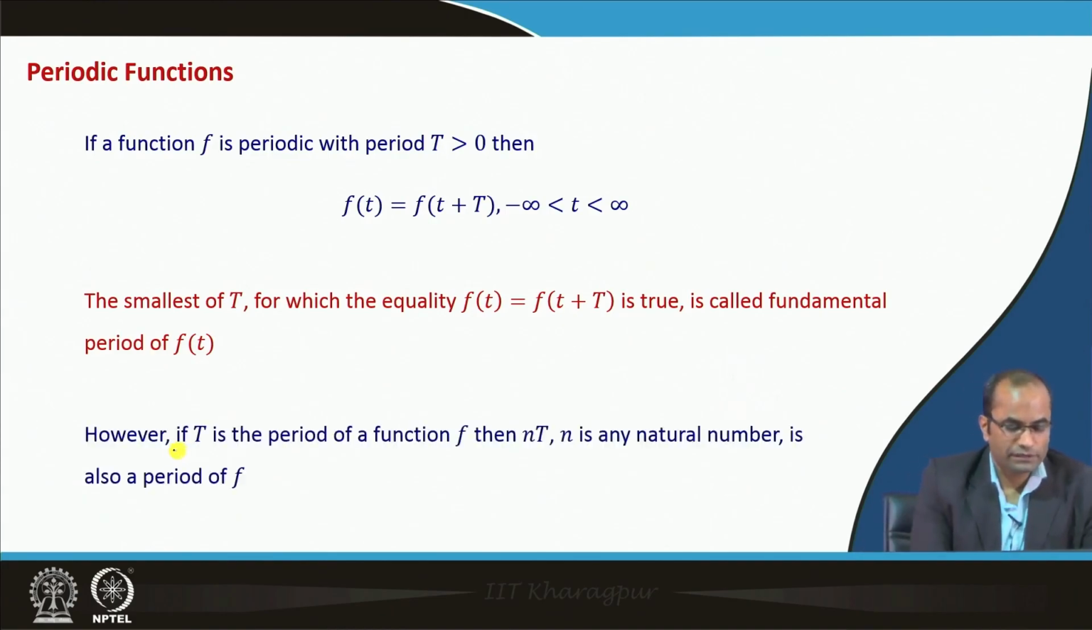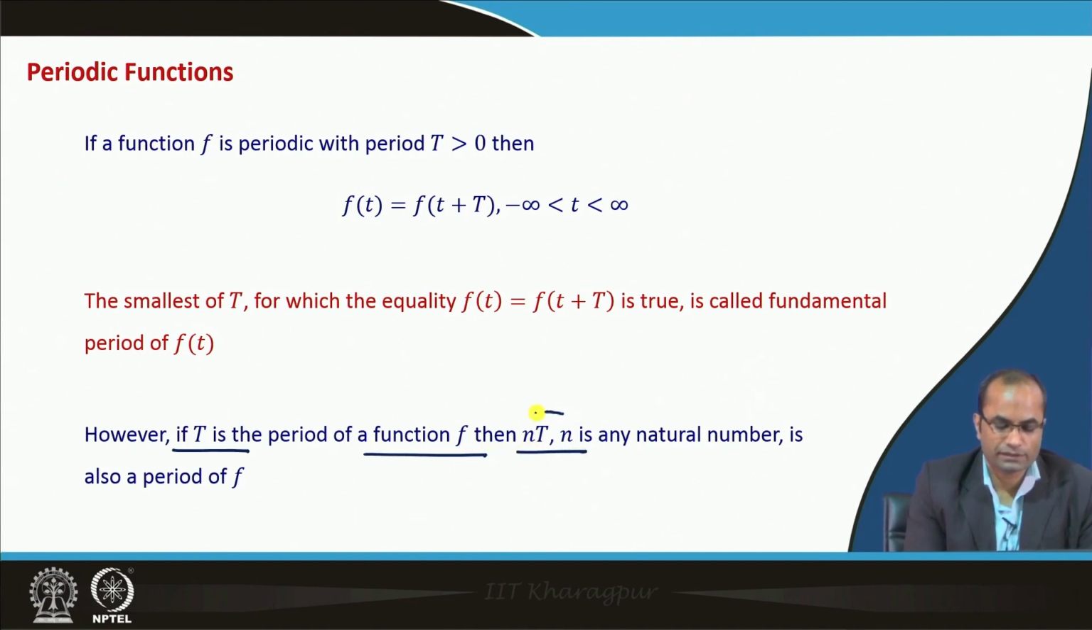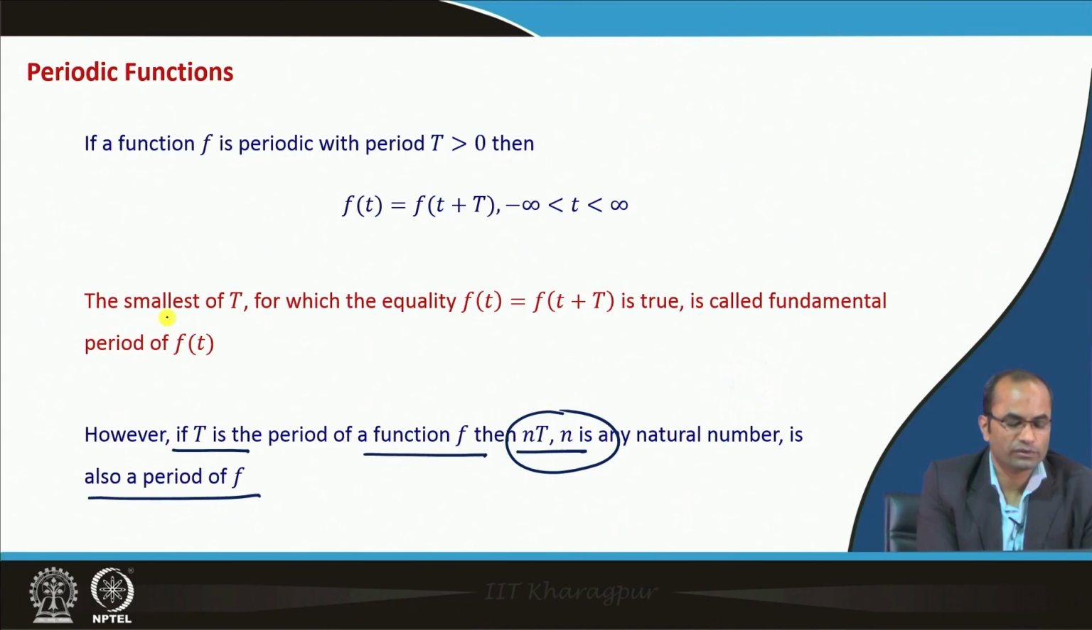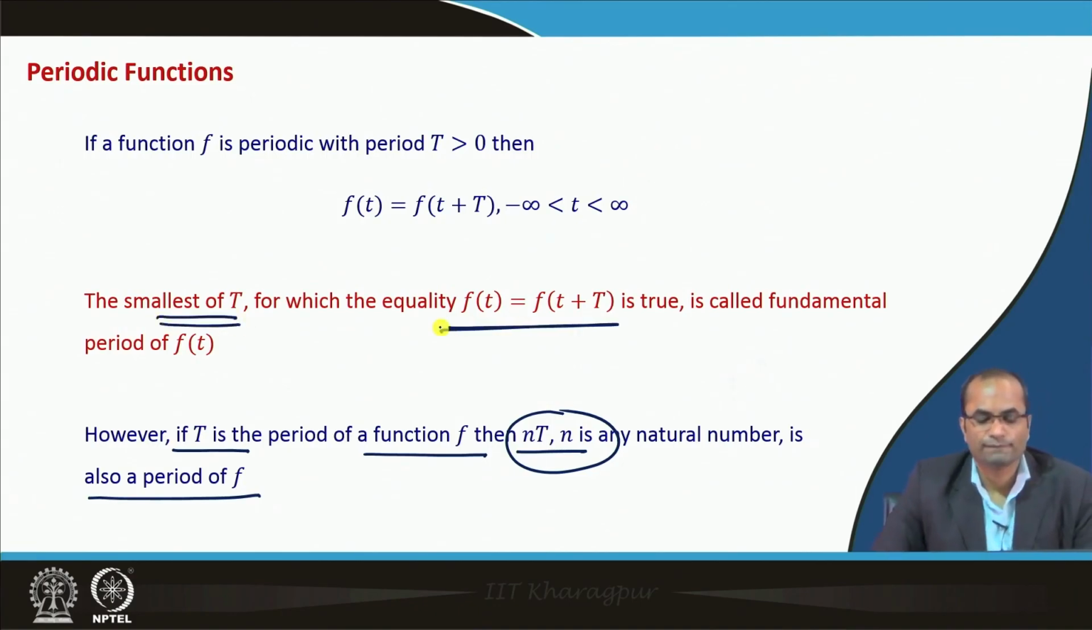So, if t is the period of the function f, then nt, which I have just discussed, for any natural number n, is also a period of f. As a whole, we are talking about the smallest such t for which this equality is true, and this is called the fundamental period.